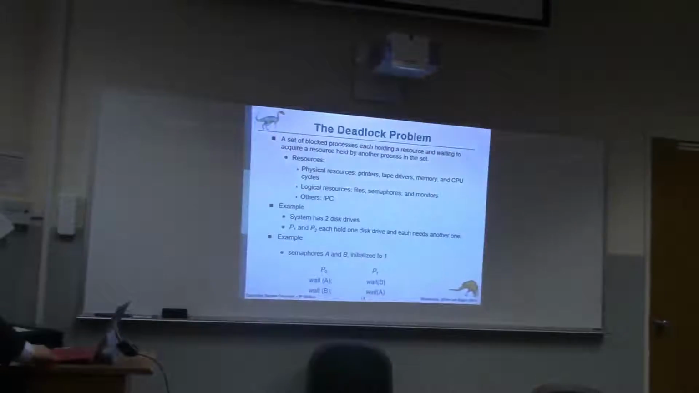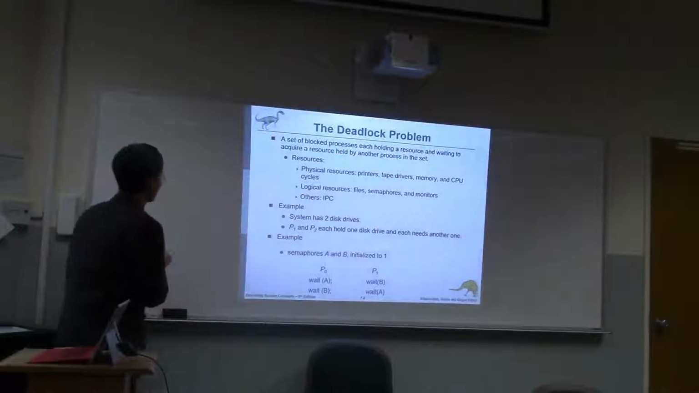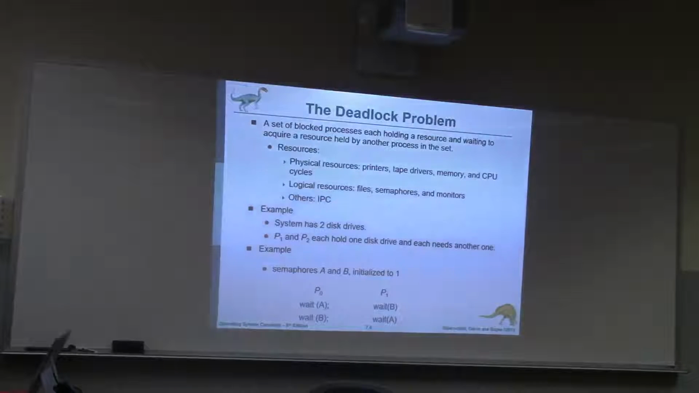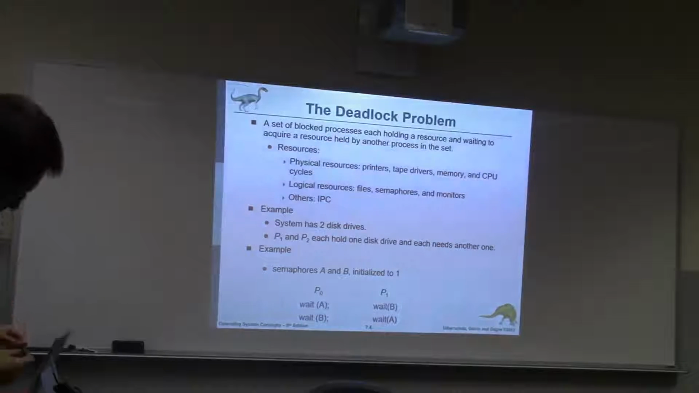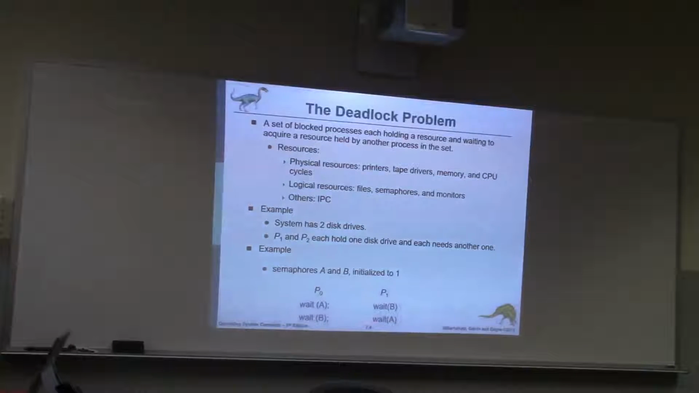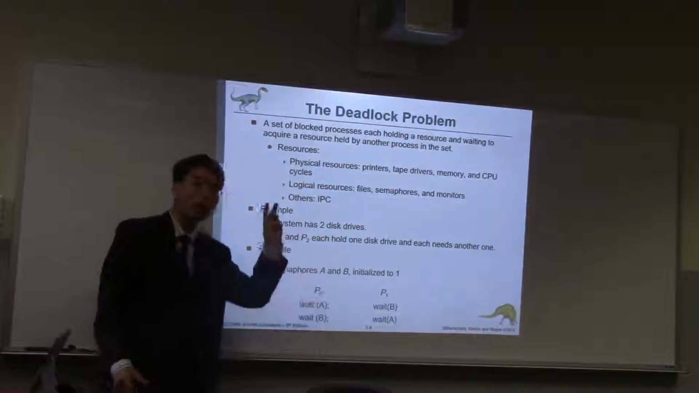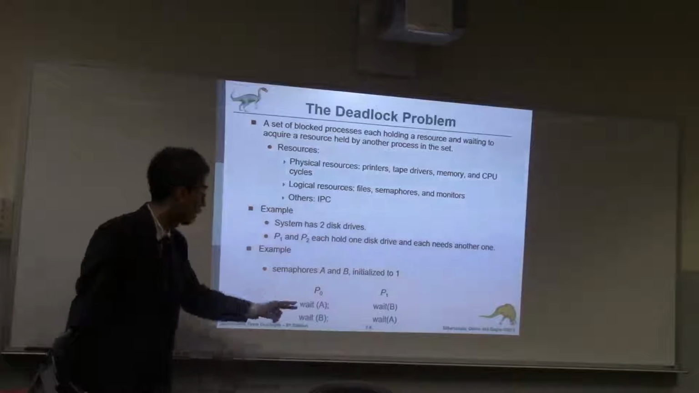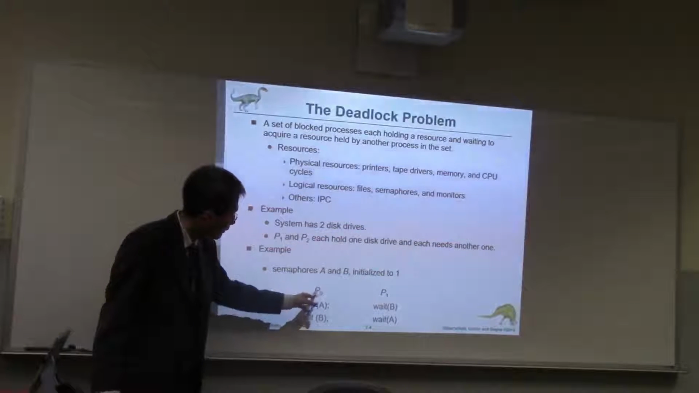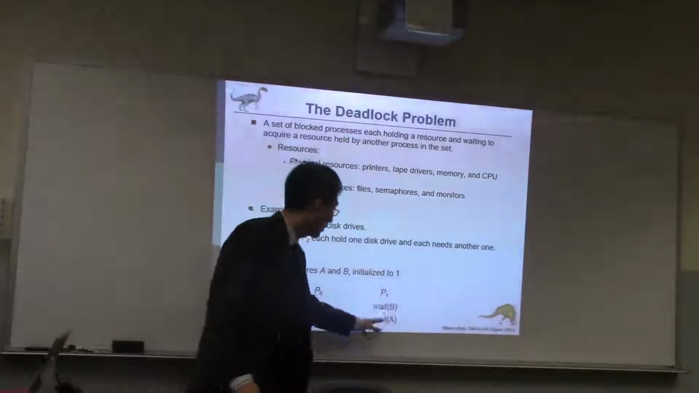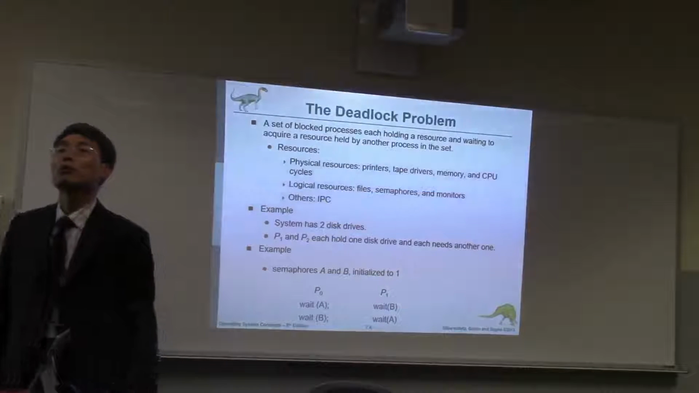So, for example, why don't we use that? Think about we have two processes, process 0 and process 1. Process 0 waits on semaphore A. So we have two semaphores, two mutexes, which means P0 gets the lock of semaphore A. At the same time, P1 gets the lock of semaphore, the mutex B.